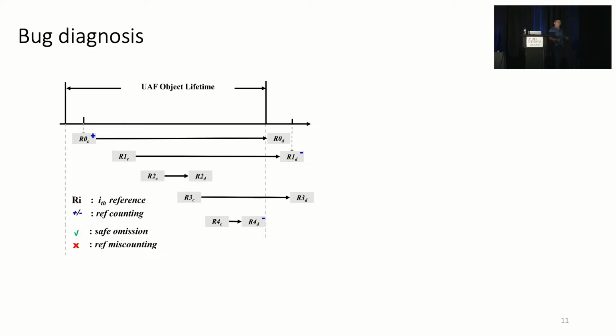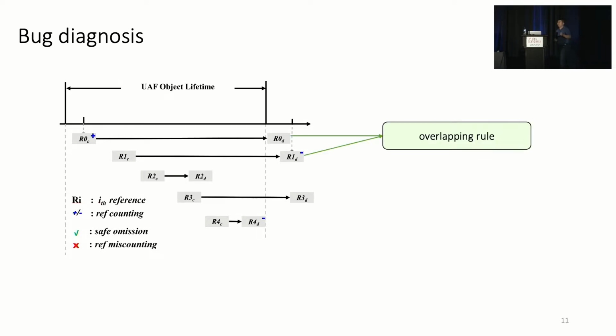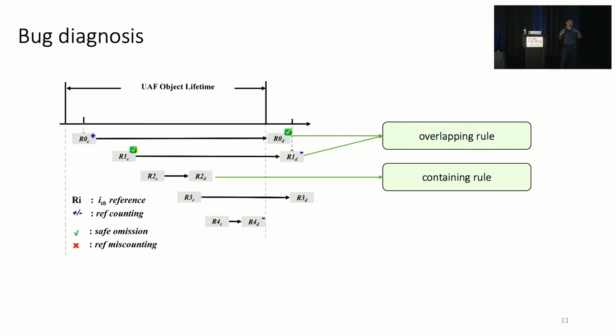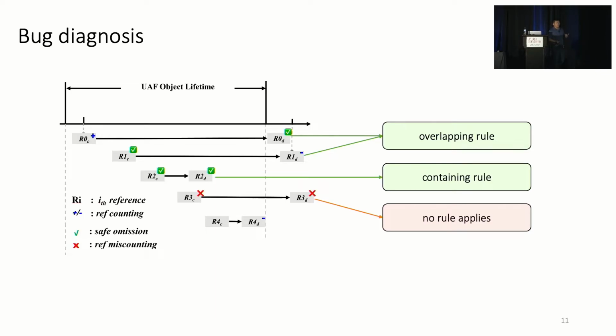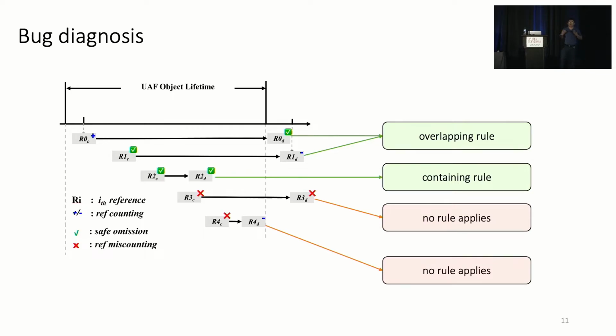So here is an example. This is just the lifetime of one user-free object, and there are 5 references from R0 to R4. For R0 and R1, we can use the overlapping rule to explain why some reference counting behavior is skipped. It's okay because it follows our rules. And R2 is contained in the lifetime of R1 and R0, so it's okay to skip the reference counting behaviors. But for R3 and R4, we cannot find any rules to explain why programmers skip the reference counting, so this could be the root cause of premature free or use-after-free bugs. So this is our algorithm to detect the root cause that leads to premature free.